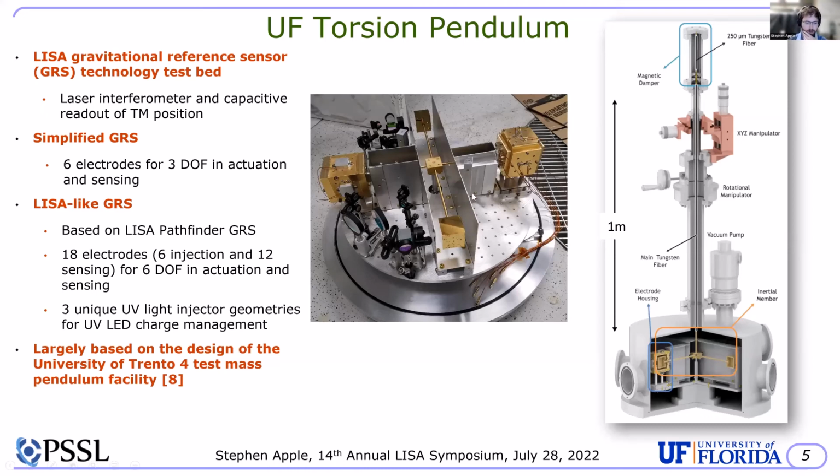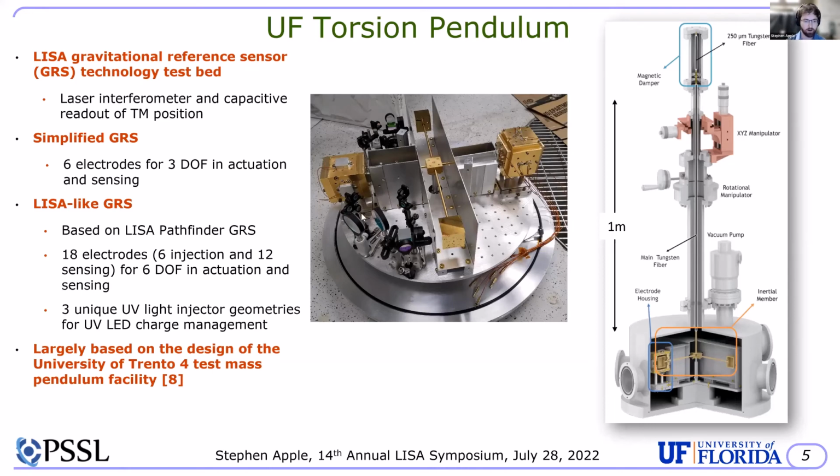The two test masses enclosed in these electrode housings are our gravitational reference sensors. We have a simplified sensor, and then we have a LISA-like sensor, whose design was based off the LISA Pathfinder GRS. It includes 18 electrodes for 6 degrees of freedom in actuation and sensing, and it includes 3 UV light injectors for UV LED-based charge management.